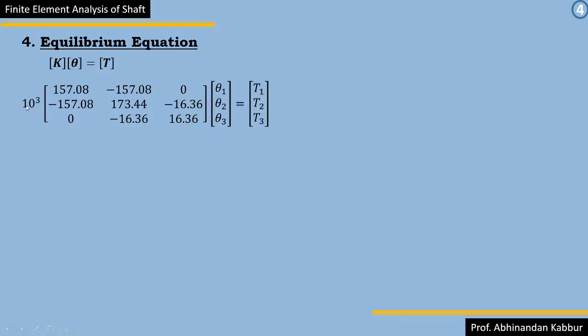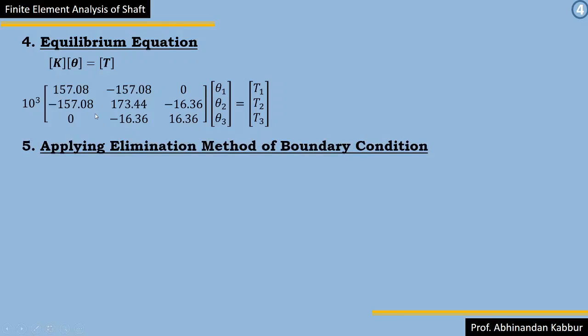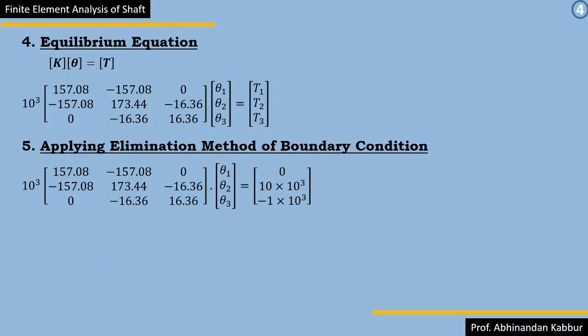That is what I have written here, K into theta is equal to T, where K is my global stiffness matrix, with 10 to the power of 3 outside, taken common from K1 and K2. Then my theta is the displacement matrix, here an angular displacement matrix, which is theta 1, theta 2, theta 3. That will be equal to the torque matrix, nothing but a force matrix, that is T1, T2, T3.